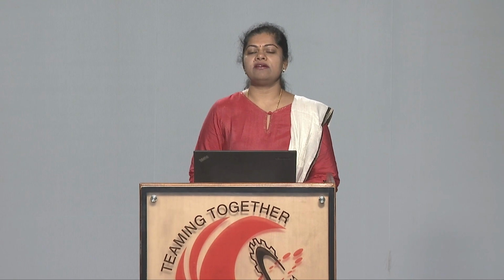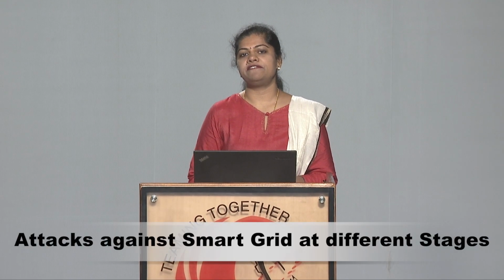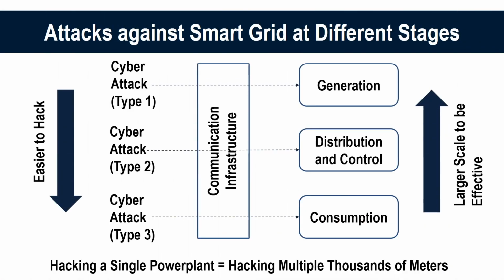Now let's look at the attacks against this smart grid at different stages. Cyber attacks on smart grid are classified into three categories: type 1, type 2, and type 3. Type 1 is the most complicated attack, because if it happens at the generation level, the generation plant can come to a standstill. That means the complete state or complete district might not have any power, and power can be disrupted.